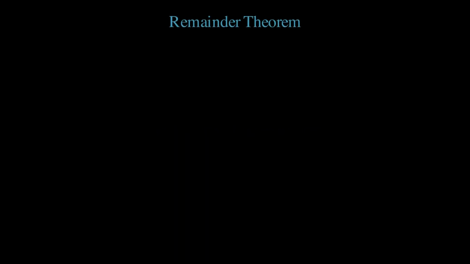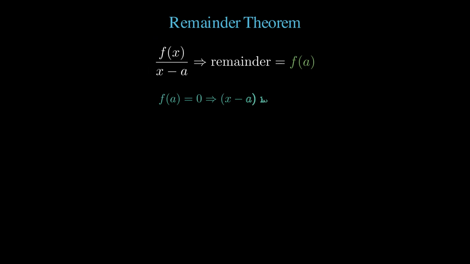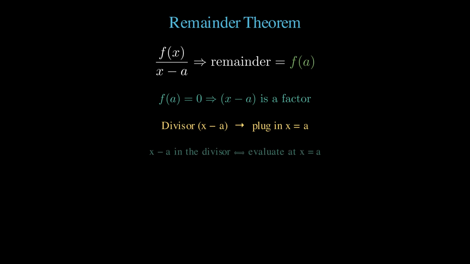If you divide f of x by x minus a, then the remainder equals f of a. The factor theorem is the special case. If f of a equals 0, then x minus a is a factor of f of x. Notice the input you plug in is a, not negative a, because the divisor is x minus a. Memorize that pairing. Whenever you see x minus a in the denominator, your evaluation point is x equals a.